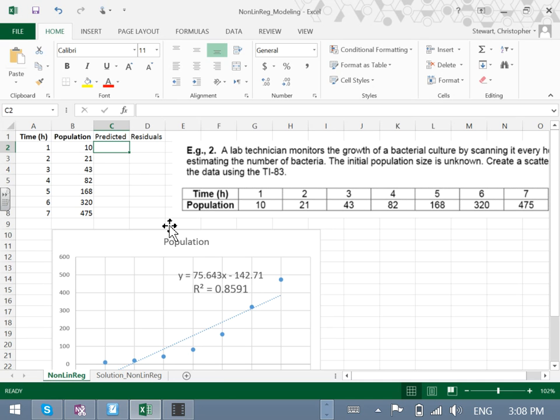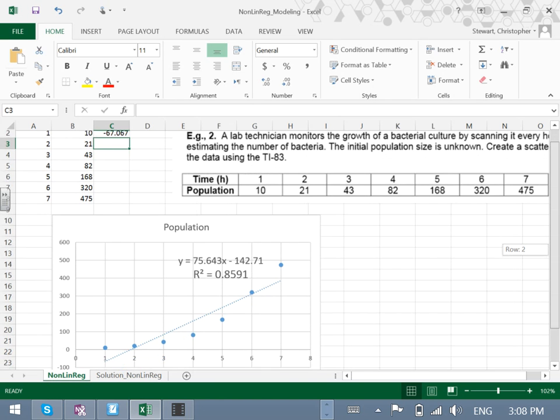So what we'll do is we'll take our equation from below. We're going to take the value of the slope, 75.643, and multiply that by the time in hours, which is the x, and we'll subtract the y-intercept, which is 142.71. And that gives us a value of negative 67.